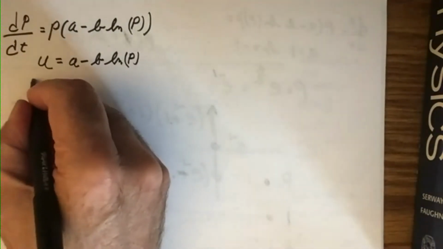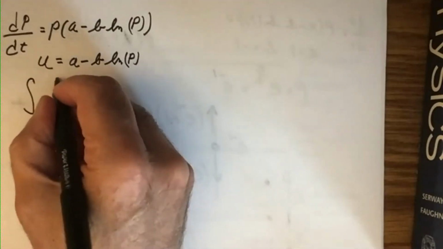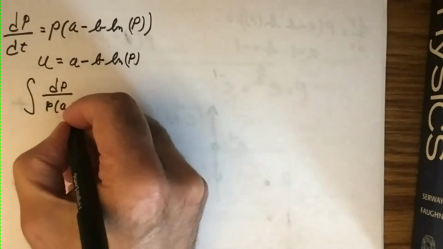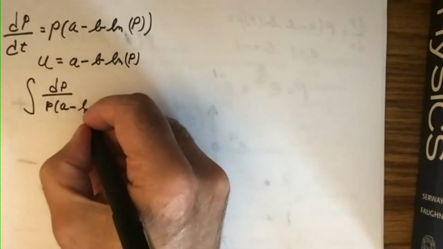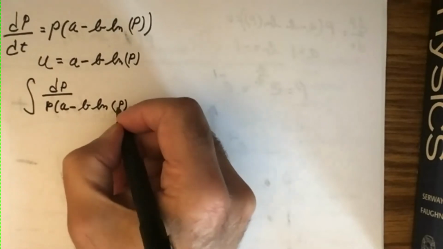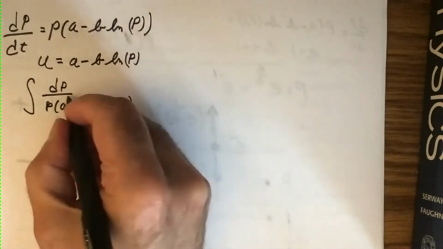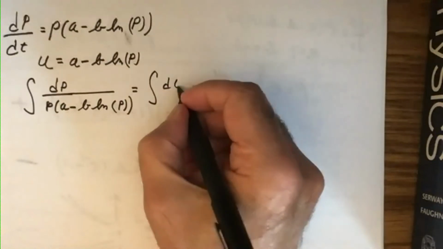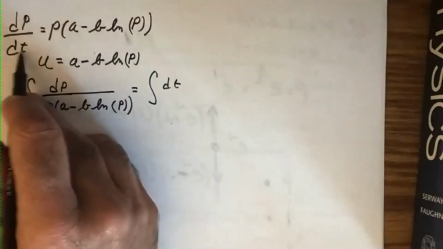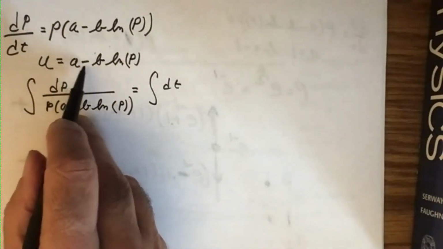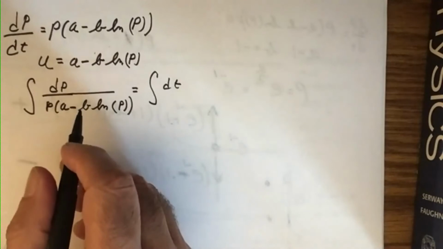Okay, so the first thing I'm going to write: this is a separable differential equation, so I'm going to write it like this: the integral of dp over a minus b natural log of p is equal to the integral of dt. Right? So everybody see that? I just brought the dt up here. Now if I let u equal a minus b times the natural log of p, watch what happens.